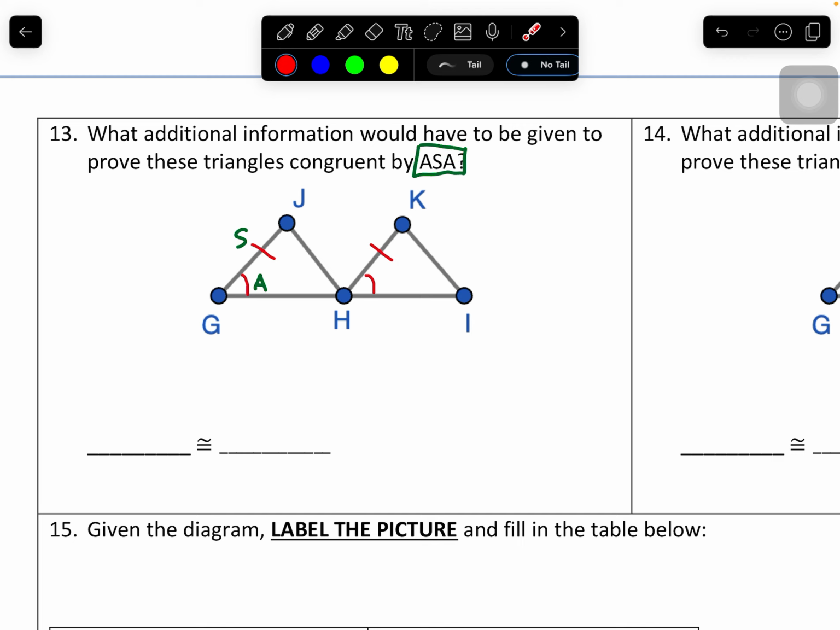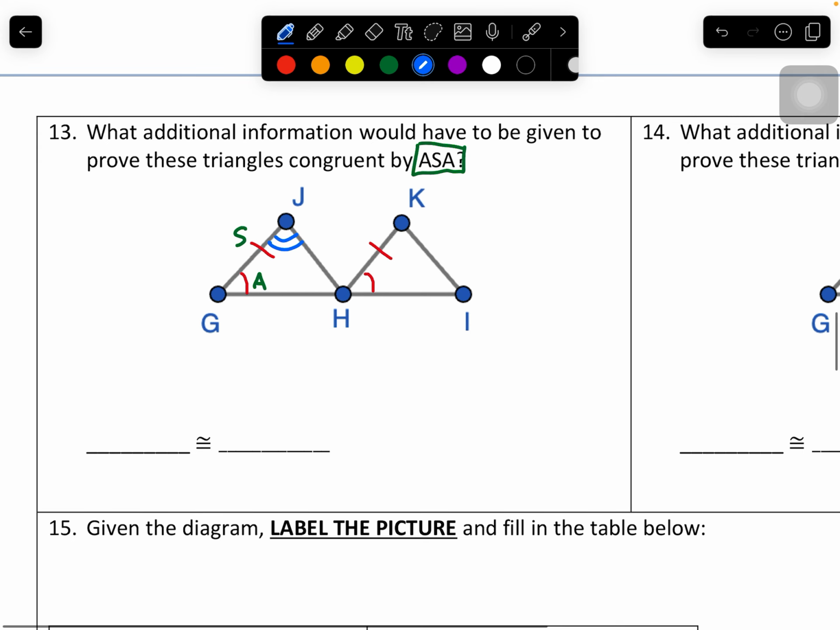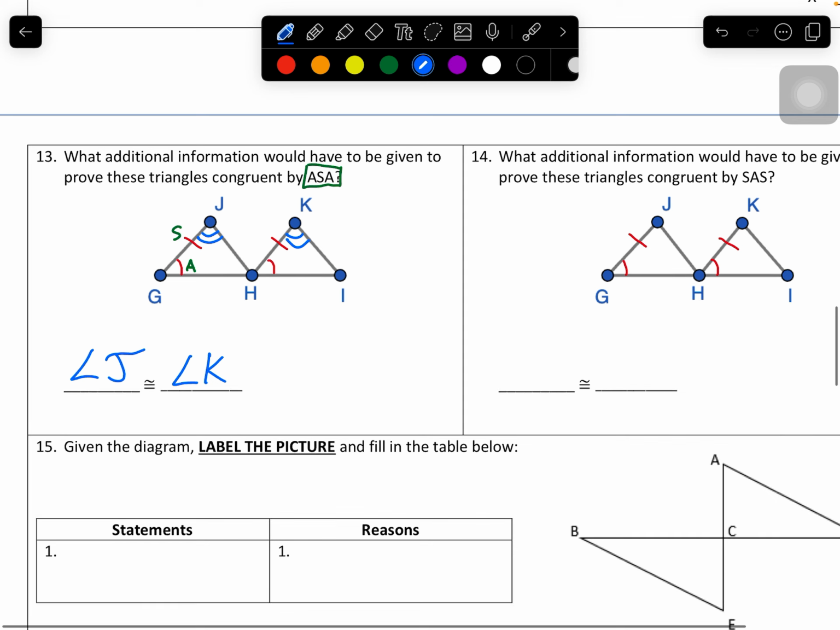Okay? So this angle is touching this side. So then also this angle needs to touch this side. So this needs to be marked as well. So boom, boom. And so angle J is congruent with angle K. Okay, this one is going to be multiple choice on the test. So you just have to think about it like how I just showed you, and then just pick the right answer. Okay, and 14 is the same. It just is side angle side. So then you have to look at the way the letters are there.